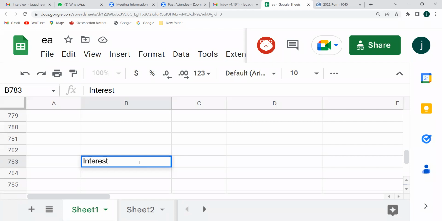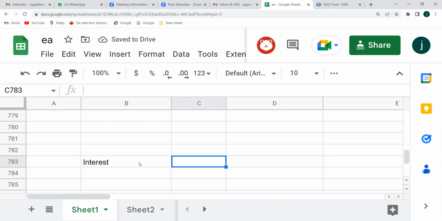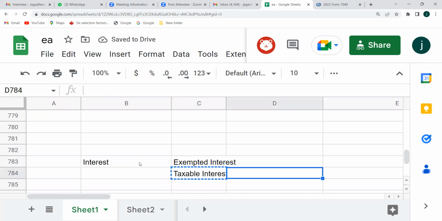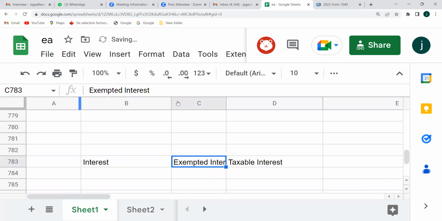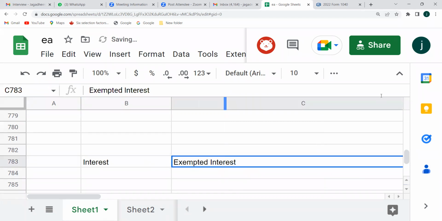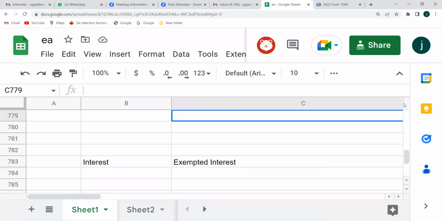Now we'll discuss interest. Interest has two aspects. One is exempt interest, and the next one is taxable interest. So what is exempt interest? What exactly is the meaning of exempted interest? When you don't have to pay anything on that interest. So if you are getting exempted interest, we need not pay any tax on it. Correct?